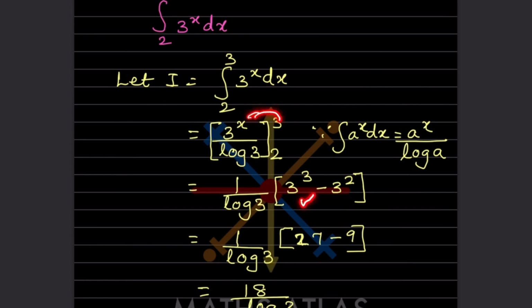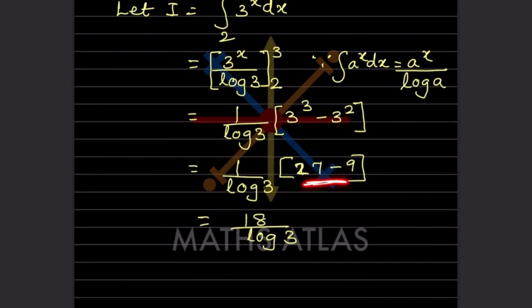So you will write here 3 raised to 3. Then what will you do here? You just concentrate on this part. So here what will you do now? You will write 3 as it is. In the place of x, you will write here 2. So 3 raised to 2. Again, this will be as it is. So 3 raised to 3 means 3 into 3 into 3, that is 27, and 3 square is 9. So what will be here? This will be 18. So that will be 18 divided by log of 3. So this formula is important. Just concentrate on this formula.